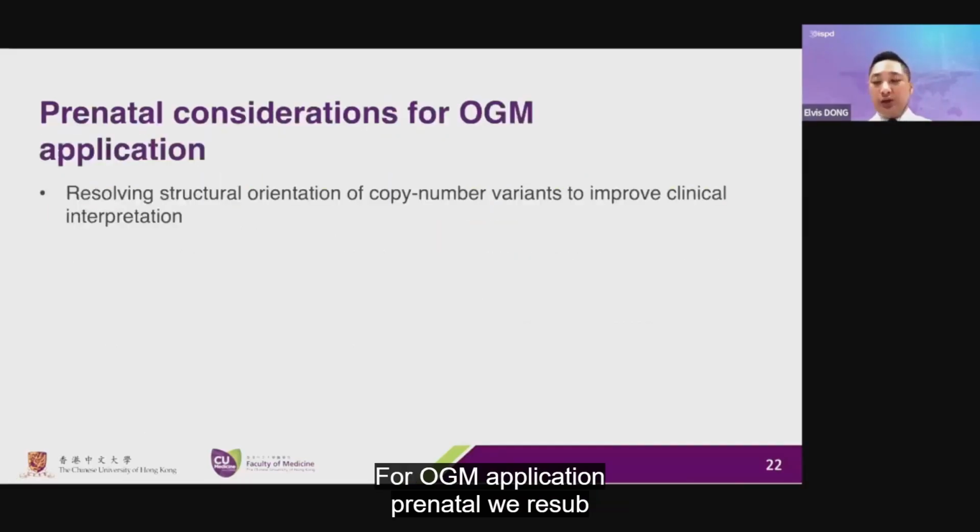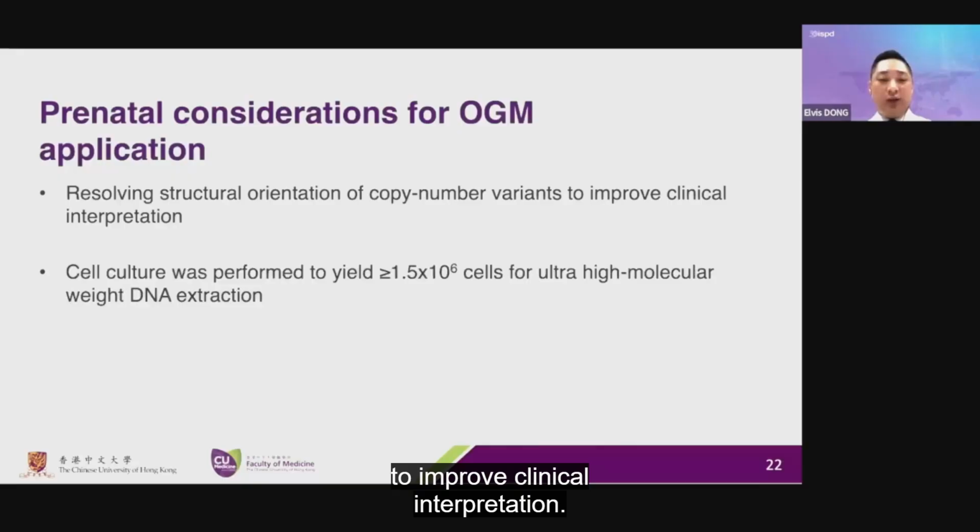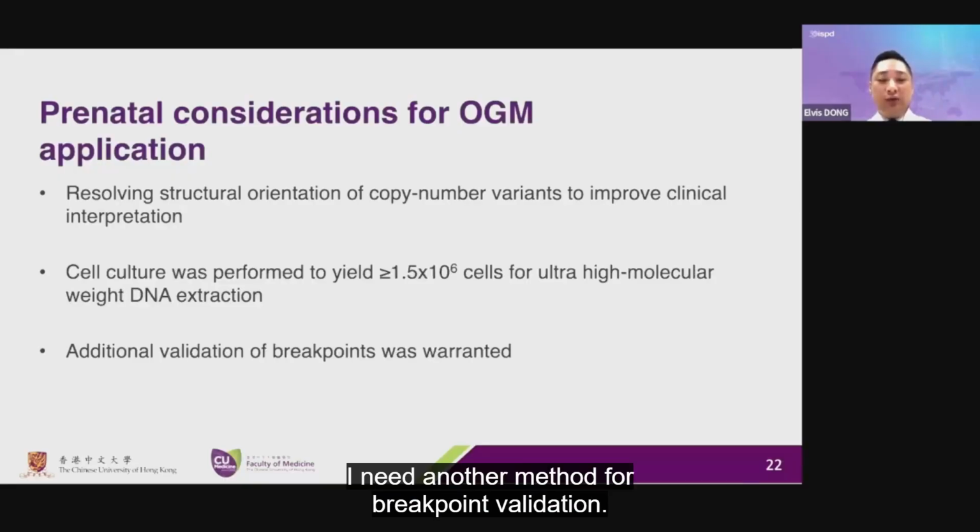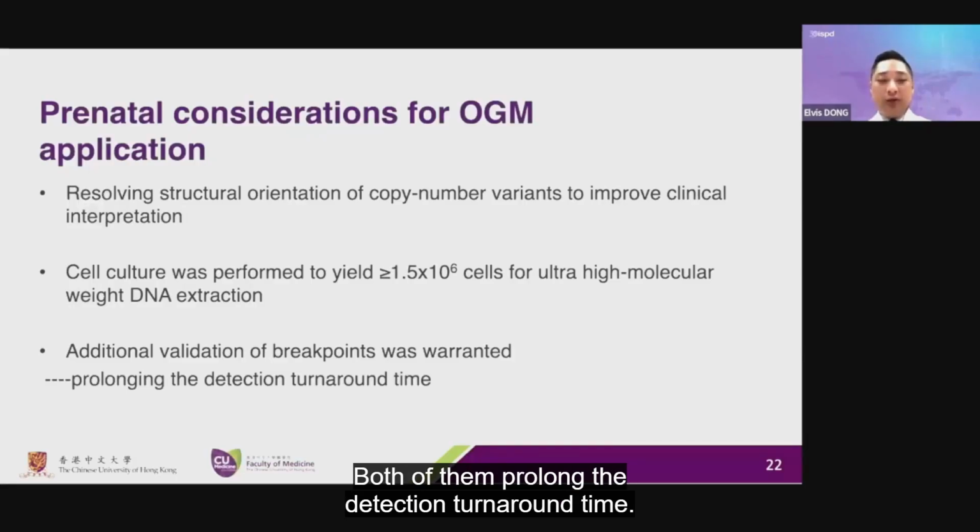For OGM application in prenatal diagnosis, we resolve the structural orientation of copy number variants to improve clinical interpretation. It needs cell culture, and it needs another method for breakpoint validation. Both of them prolong the detection turnaround time.